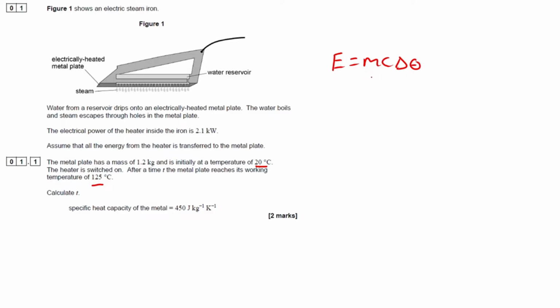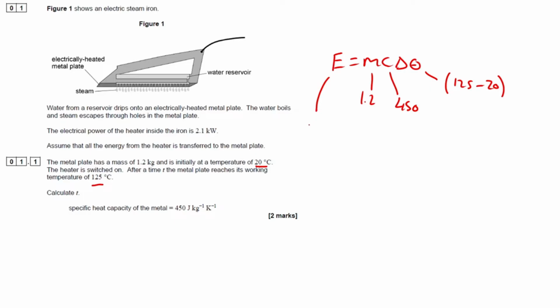They've told us the mass of the plate is 1.2 kilograms. The specific heat capacity is 450 joules per kilogram per Kelvin, and the change in temperature must go from 125 minus 20, so from 20 degrees to 125.